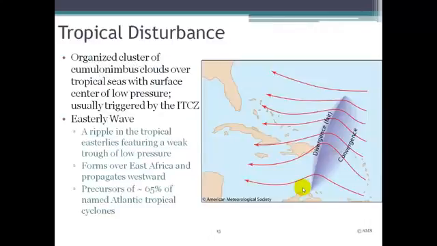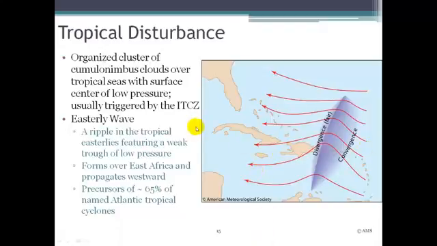Here's a picture of a tropical disturbance. It's an organized cluster of cumulonimbus clouds over the ocean, tropical seas, with a center of low pressure. And it's usually triggered by the intertropical convergence zone. Remember that intertropical convergence zone is the band of low pressure cells that live right around the equator but migrate northward in the northern hemisphere summer and migrate southward in the southern hemisphere summer.